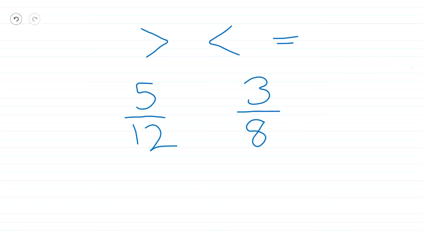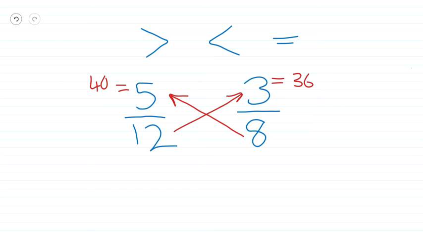We're just going to multiply the denominator of one fraction by the numerator of another fraction. Multiply the denominator of one by the numerator of another, and let's put our little equal signs. So let's say 12 times 3 is equal to 36. Then we say 8 times 5 is equal to 40.